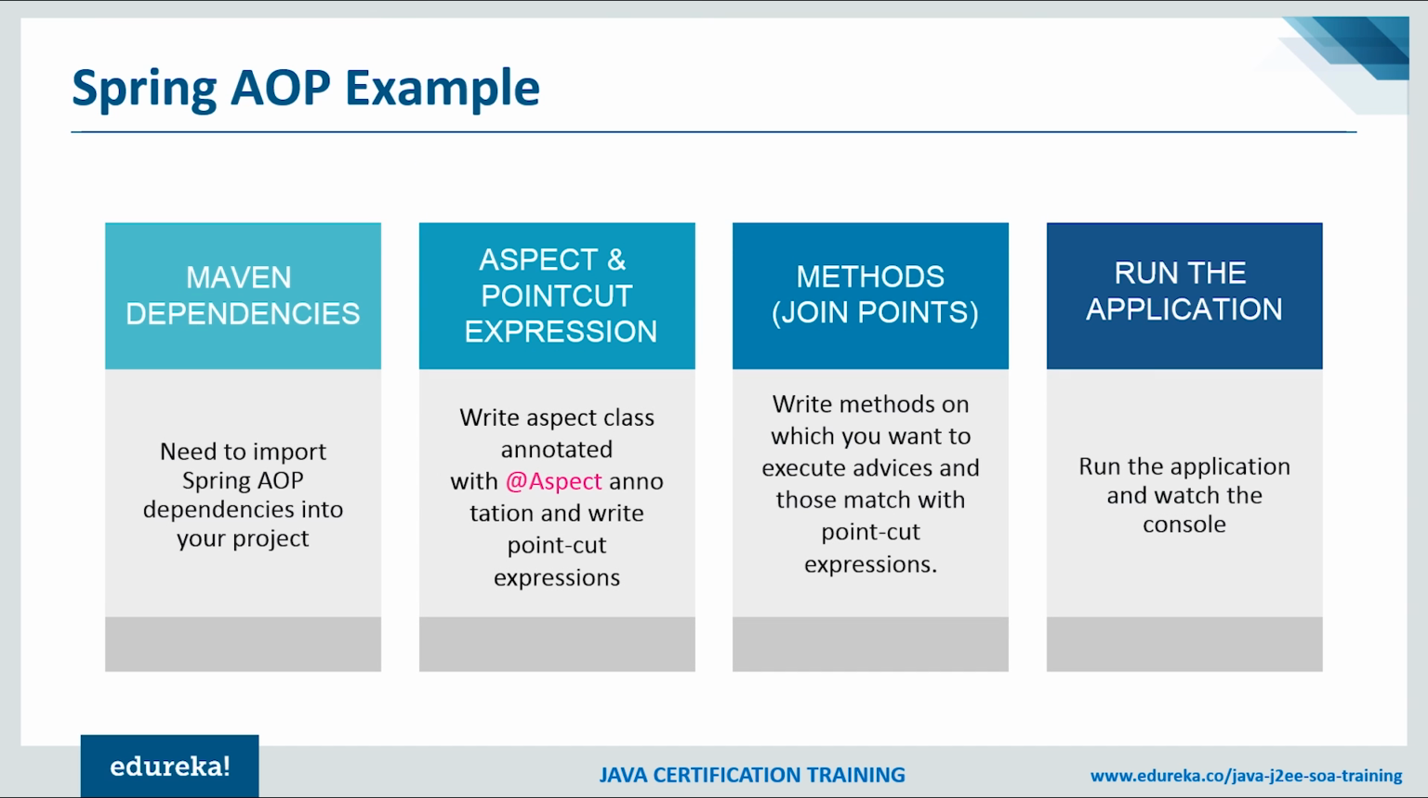So these are the 4 main steps. Very first thing is that we need Maven dependencies. In actual, you need to create a Maven project and add all the dependencies. Next, you must write aspect and point cut expressions. After this, you have to write the methods, that is join points. And finally, you should write the main class and run the application.